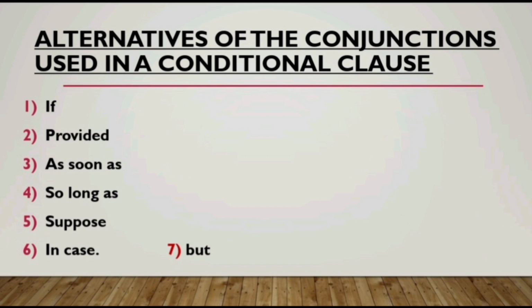Now have a look at the alternatives of the conjunctions used in a conditional clause. The conditional clause, as I told you, is also referred to as if clause. Most of the times we use if, but instead of using if, we can use these following conjunctions in a conditional clause. In place of if, you can use provided, as soon as, as long as, suppose, in case, and the last one is but.